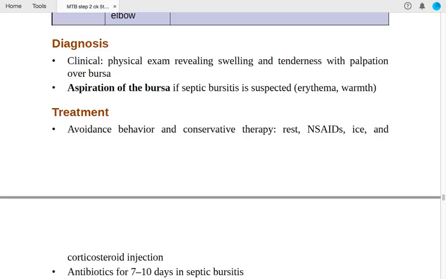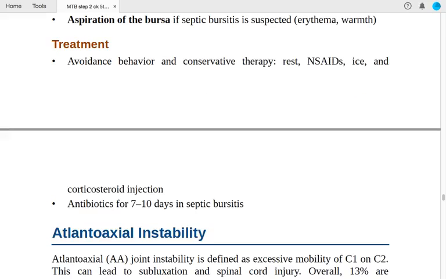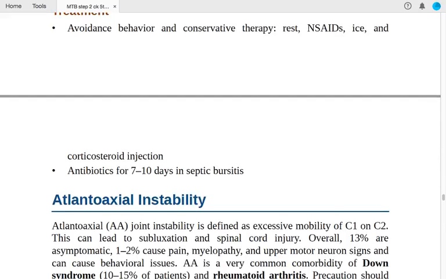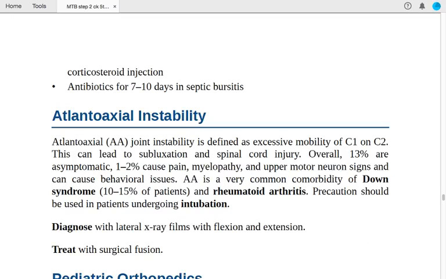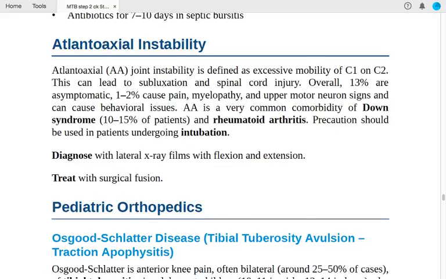For the treatment option, avoidance behavior and conservative therapy will be provided, like asking for rest, giving NSAIDs, ice especially, and corticosteroid injections. And we can also prescribe antibiotics for 7 to 10 days in septic bursitis. If it's a case of septic bursitis, we will give antibiotics for 7 to 10 days.